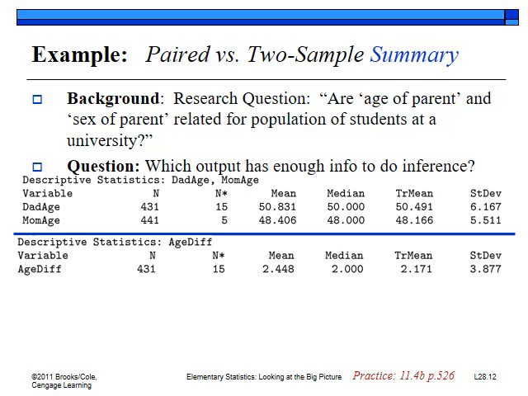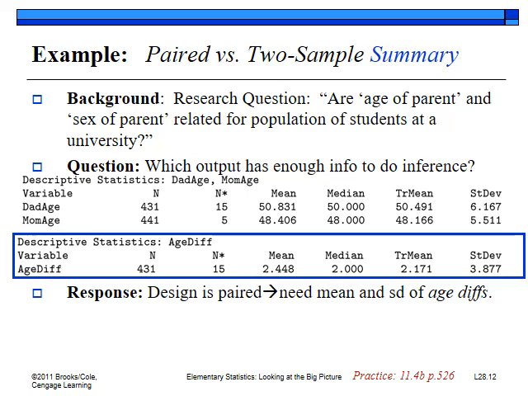So for this example, our question is, which of these two outputs from statistical software has enough information to do inference? This is a paired design, so we need to look at age differences. We need the mean and the standard deviation.